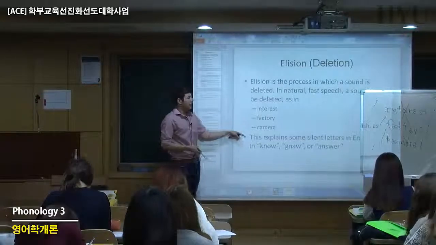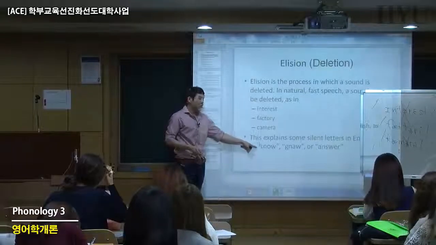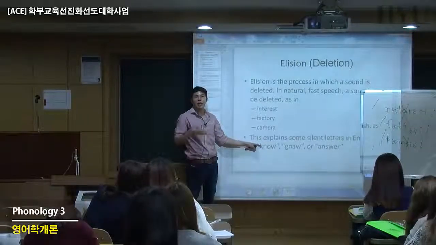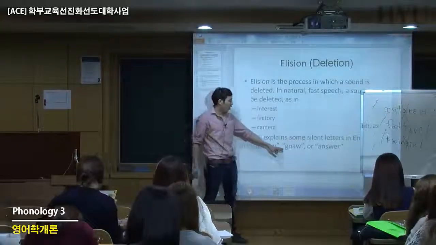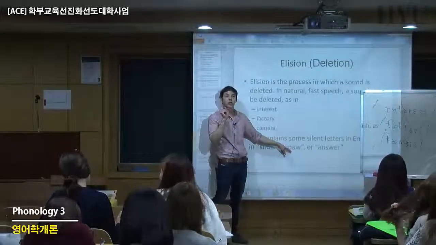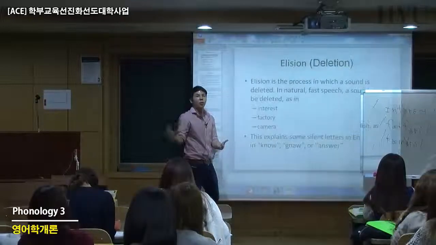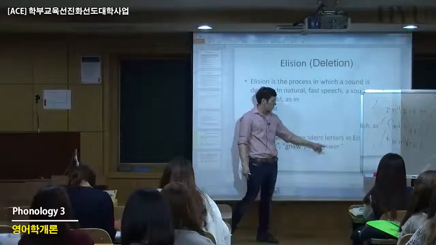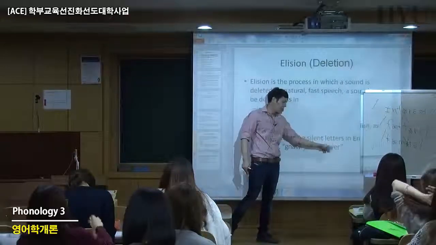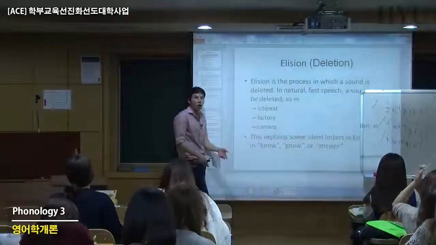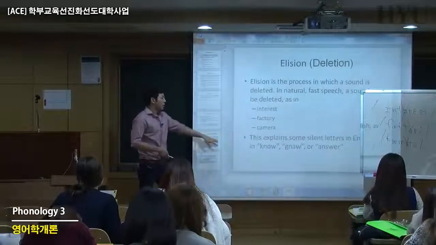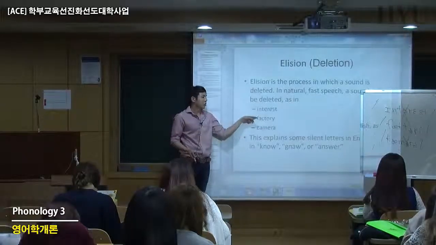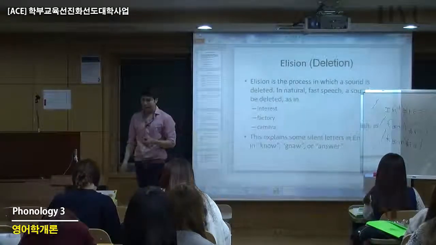And this explains some silent letters in English, like the word "to know". You see there's no K pronounced. We don't pronounce it "k-now", like that. Or "gnaw" means to chew, like your dog gnaws on a bone. It's not "g-naw", it's "naw". Or "answer", the W is not pronounced. It's not "an-swer", okay? So in these cases, a consonant is deleted. But in the earlier words, the schwa is deleted.